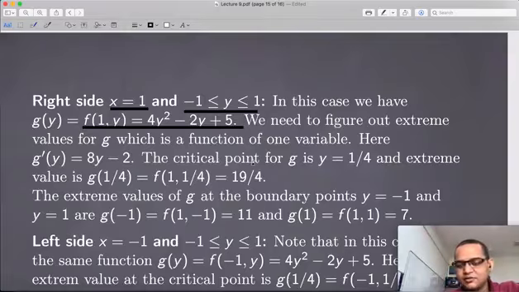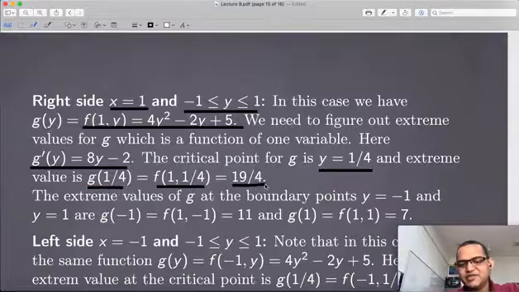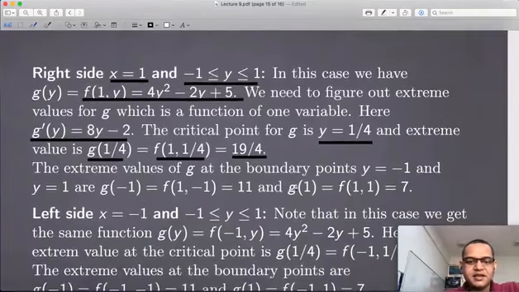In order to do that, again you have to find critical points, but now these critical points are for the function g. So when you are finding the critical points, that means you look at the derivative of g, put it equal to 0, and it is going to tell you that y = 1/4 is a critical point. So at y = 1/4, you evaluate your function, which is the same as f(1, 1/4), and the value is 19/4. So there was only one critical point for this y, and at that point you have this extreme value.